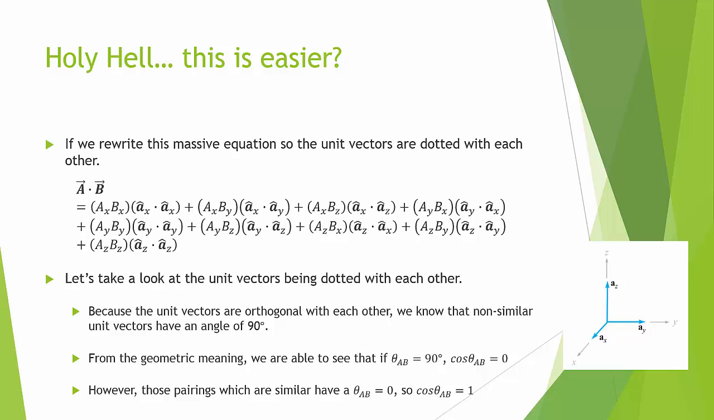What about the pairings that are similar, like our first term here, ax, bx, a hat x dotted with a hat x? The angle between a hat x and a hat x is 0, right? So your theta becomes 0, cosine of 0 becomes 1. So one way you can think about this is that when you do this distribution, the only terms that survive are those with similar unit vectors.